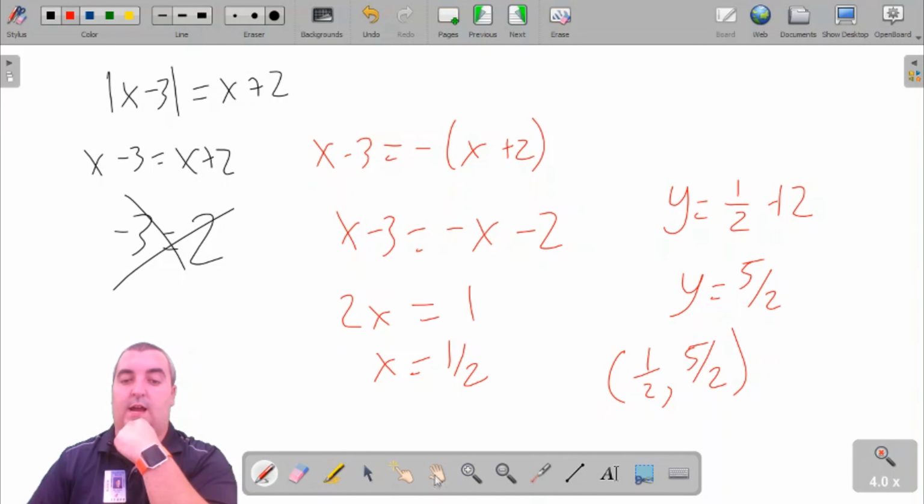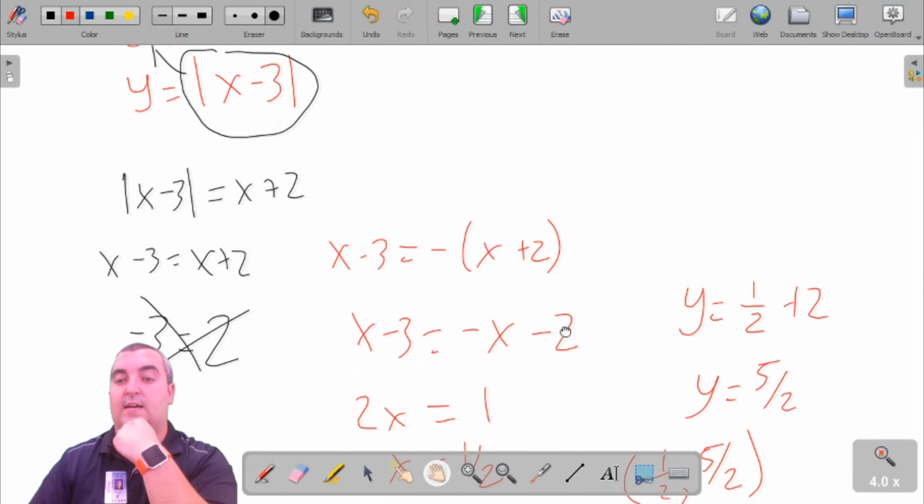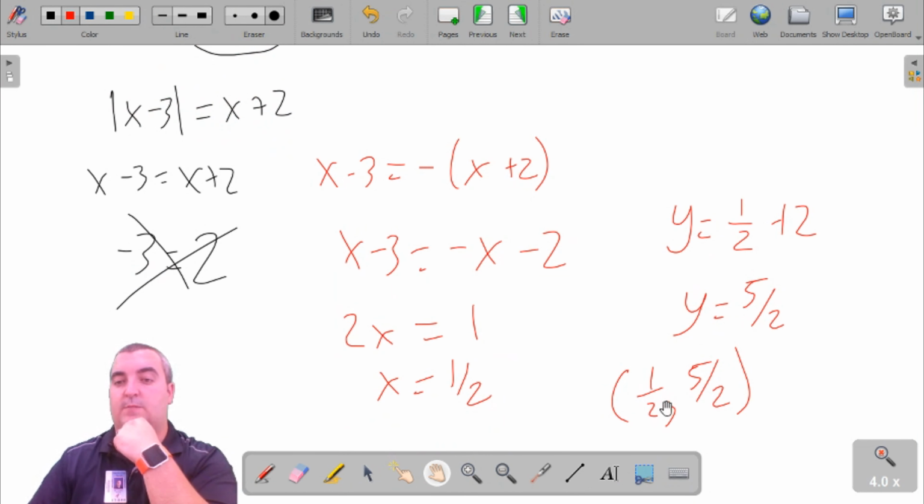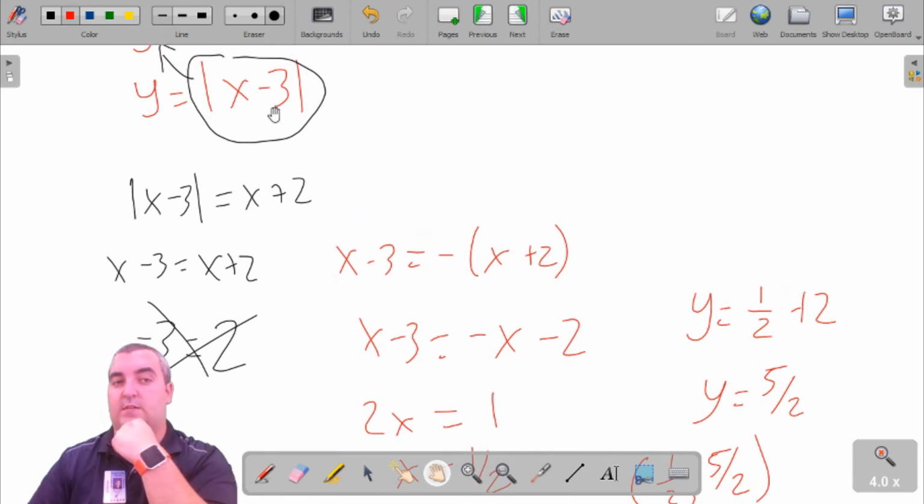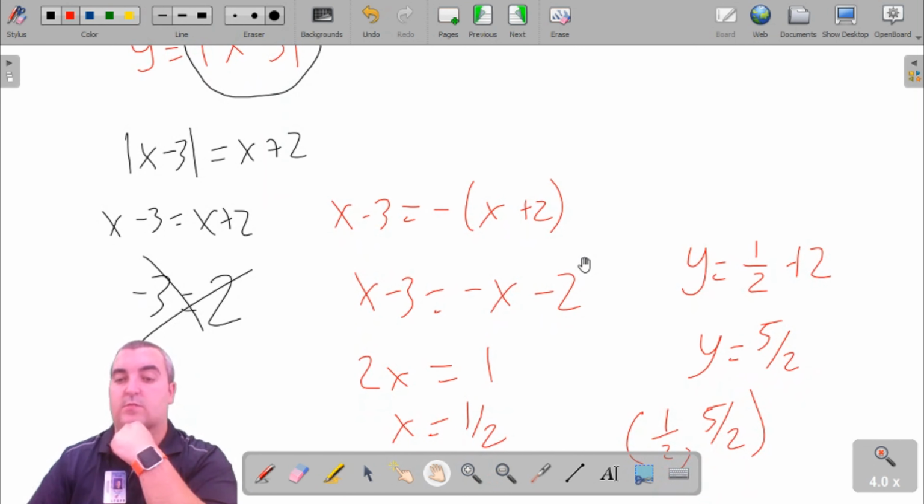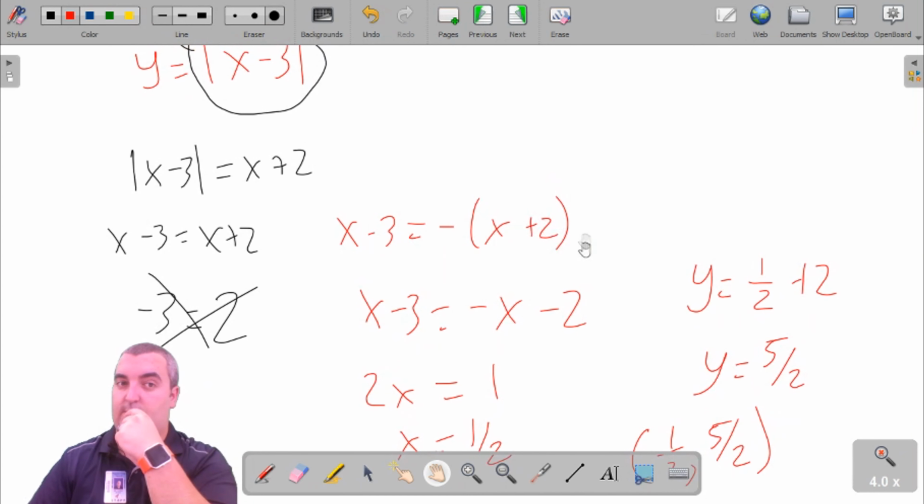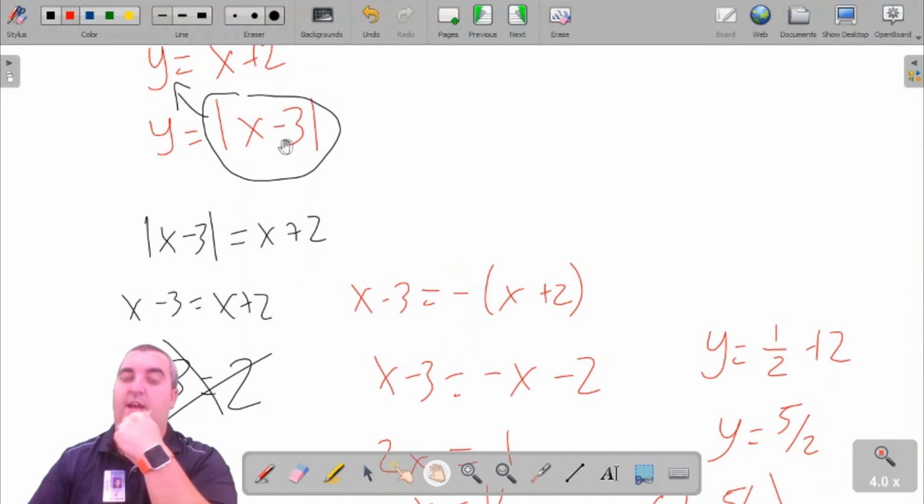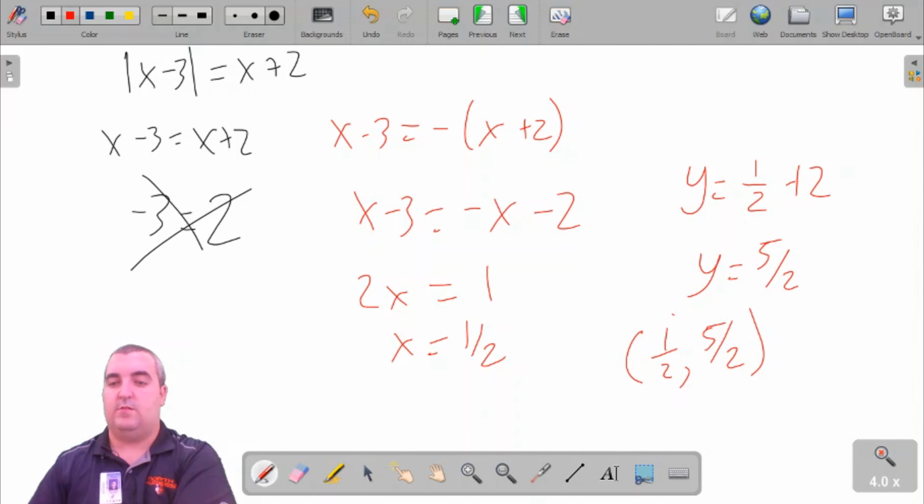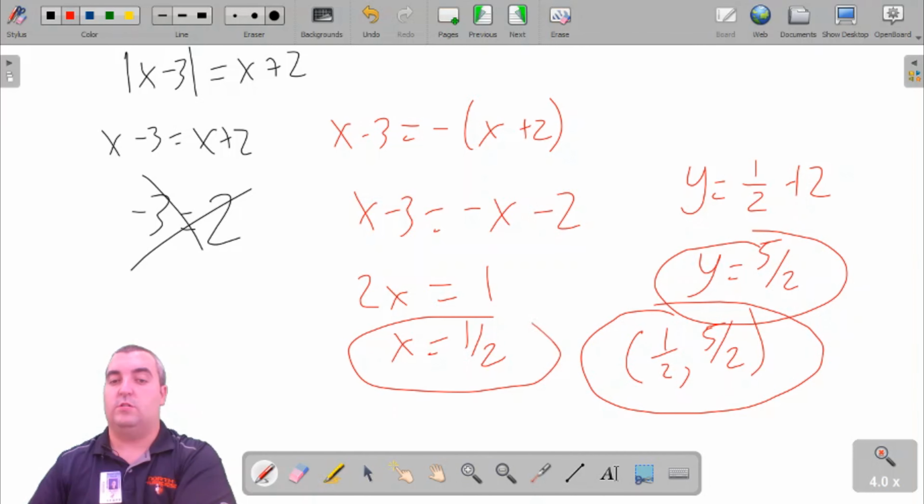And I would highly, highly, highly suggest substituting these back into the original and just making sure you get the correct answer. 1/2 minus 3, well, that would be negative 5/2, but it's in the absolute value, so it is positive 5/2. So it does work here. So this right here is your correct answer. And as you can see, there was only one solution because on the other side, they would never have intersected because they were parallel. Okay.